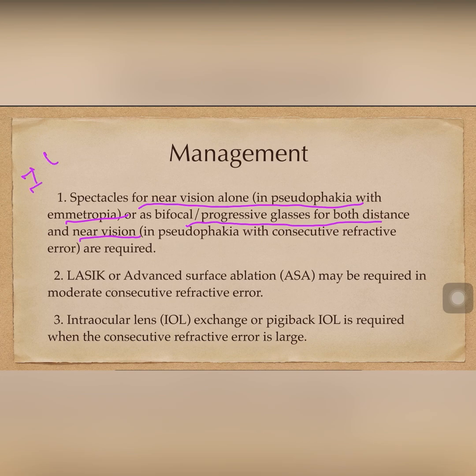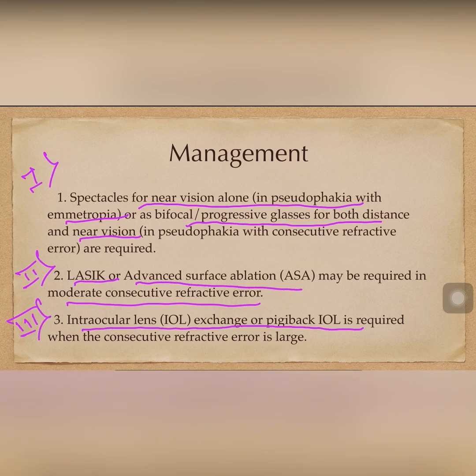And what if the patient doesn't want these corrections? We can go for LASIK or ASA, which stands for Advanced Surface Ablation, which can treat moderate consecutive refractive error. Or we can go for intraocular lens exchange or piggyback IOL when the consecutive refractive error is large.